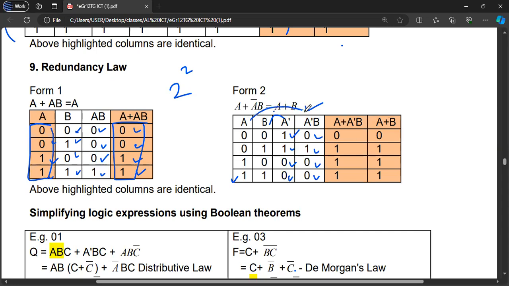A plus A bar dot B. That means this one and this one you need to add. So 0 plus 0 is 0. 0 plus, here 0 and 1, 0 plus 1 is going to give you 1. Then 1 plus 0 is going to give you 1. And here finally 1 plus 0 is going to give you 1.